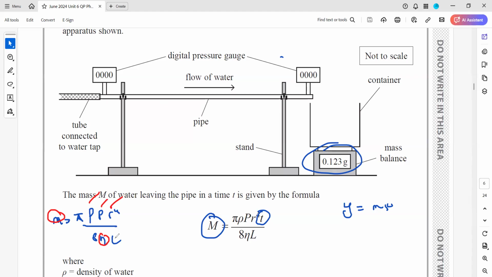So we use a vernier caliper for the internal diameter. L is the length; by using a meter rule, we can measure the distance between the gauges. Plot a graph between M and T, and the gradient will be this value. Just rearrange the equation and we'll get the viscosity. Is it clear how this experiment can be done?